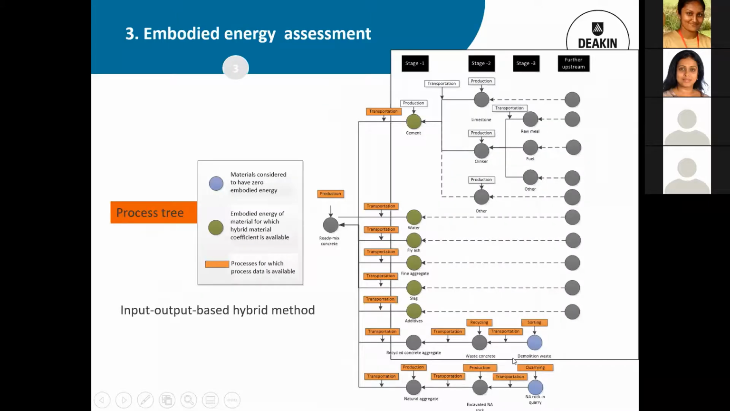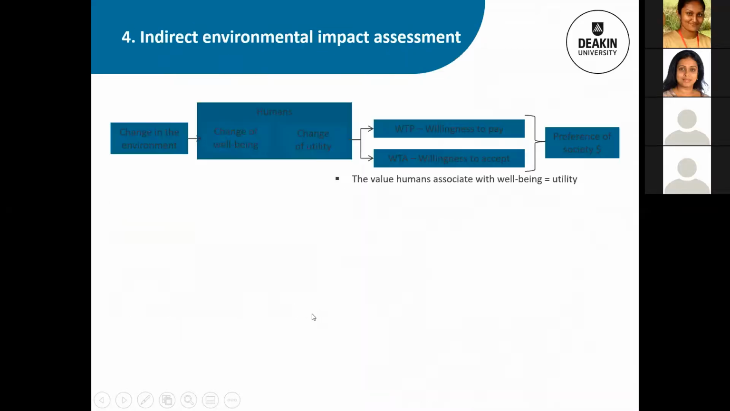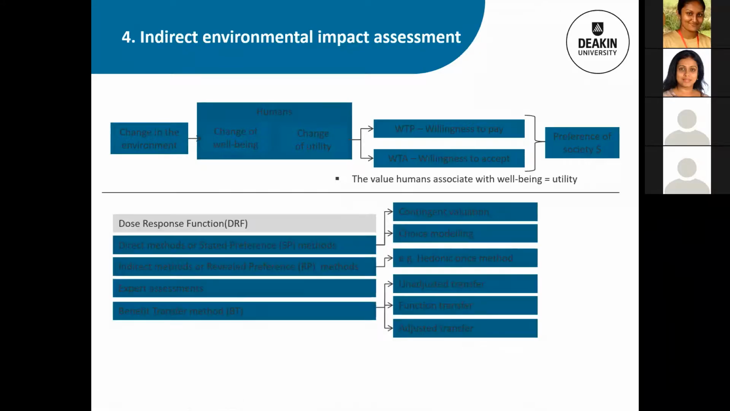The next step was to conduct an embodied energy assessment, which again, based on the same manufacturing setup, and I used a method called input-output based hybrid method for analyzing the embodied energy. The third and the most difficult and the most complex one was the indirect environmental impact assessment. So there are a number of methods that you can use, which are economic evaluation methods, to basically monetize the externalities. So I used one of the simplest techniques, which is called benefit transfer and adjusted transfer method.